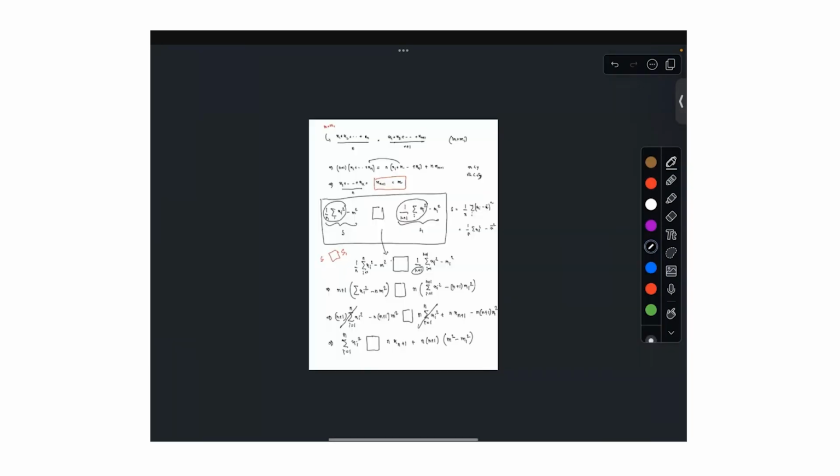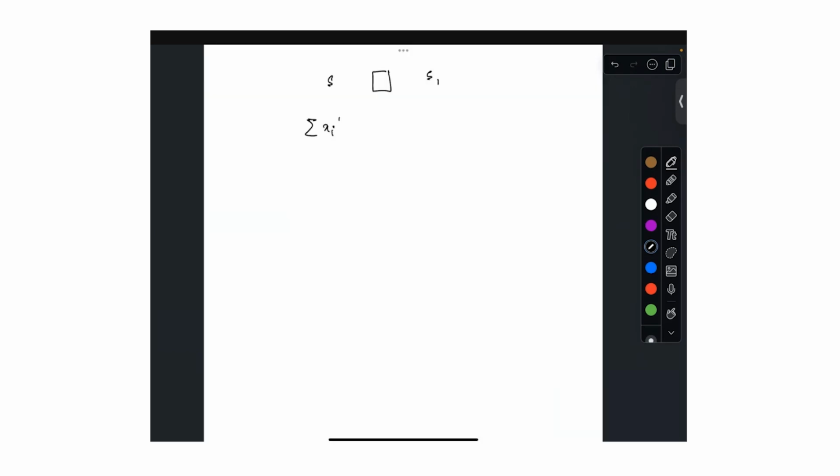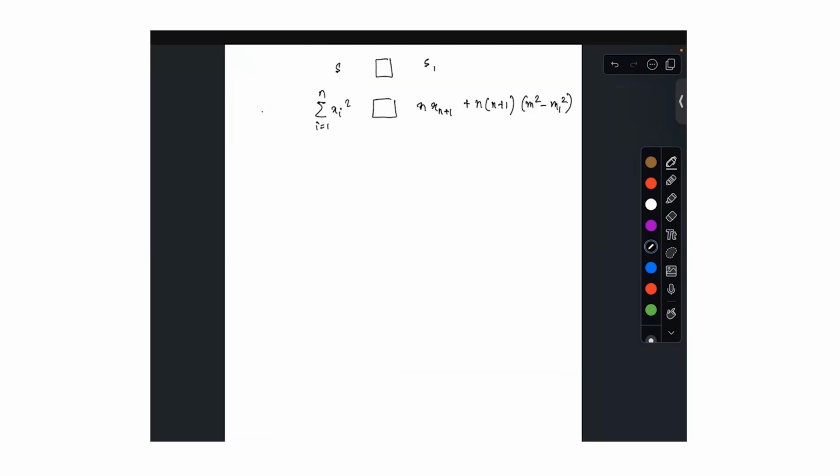So it turns out that S has a certain relationship with S1 if and only if the same relationship holds between summation xi square, i from 1 to n, and n times (xn plus 1 squared) plus n times n plus 1 times (m squared minus m1 squared). So this is an if and only if relationship. If this happens, that happens, because the set of equations are transferable. So now for the first case, if m equal to m1, this becomes 0.